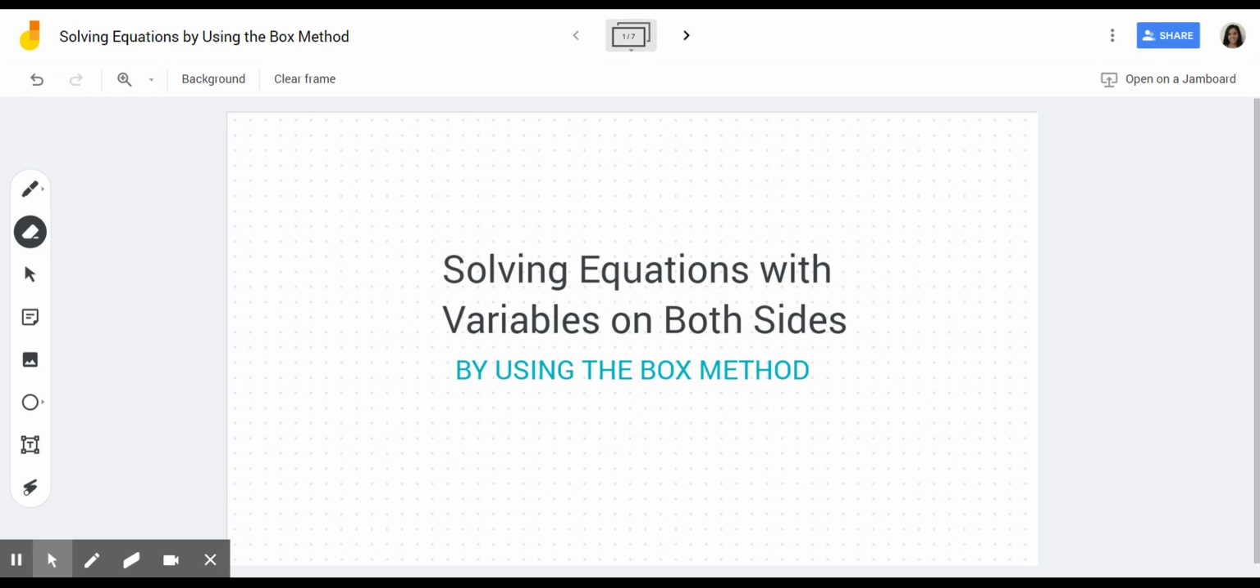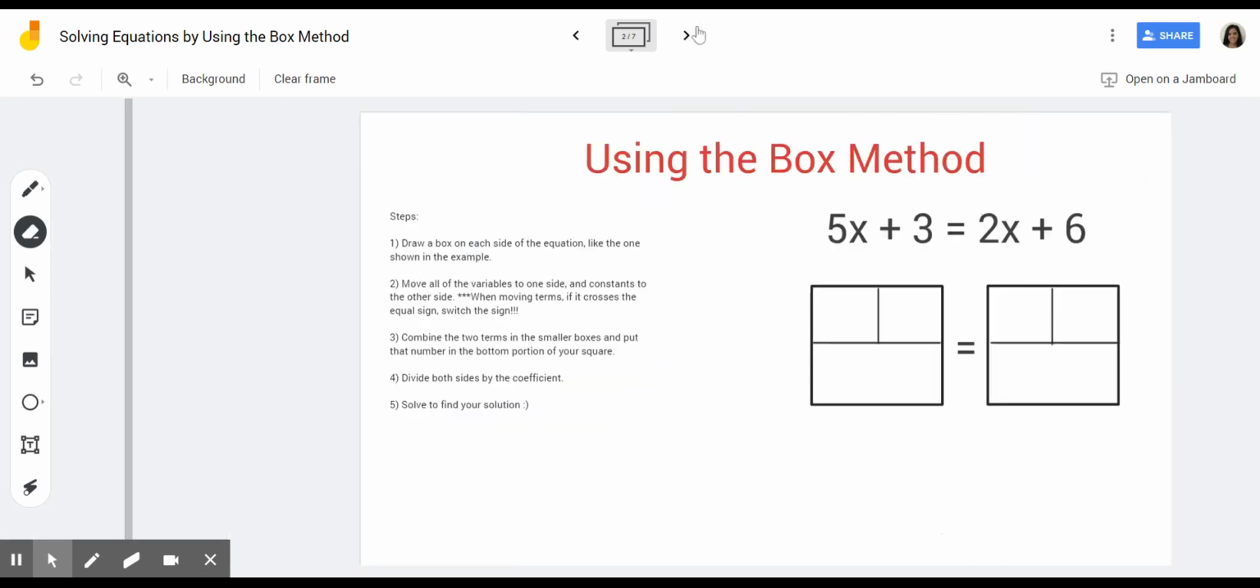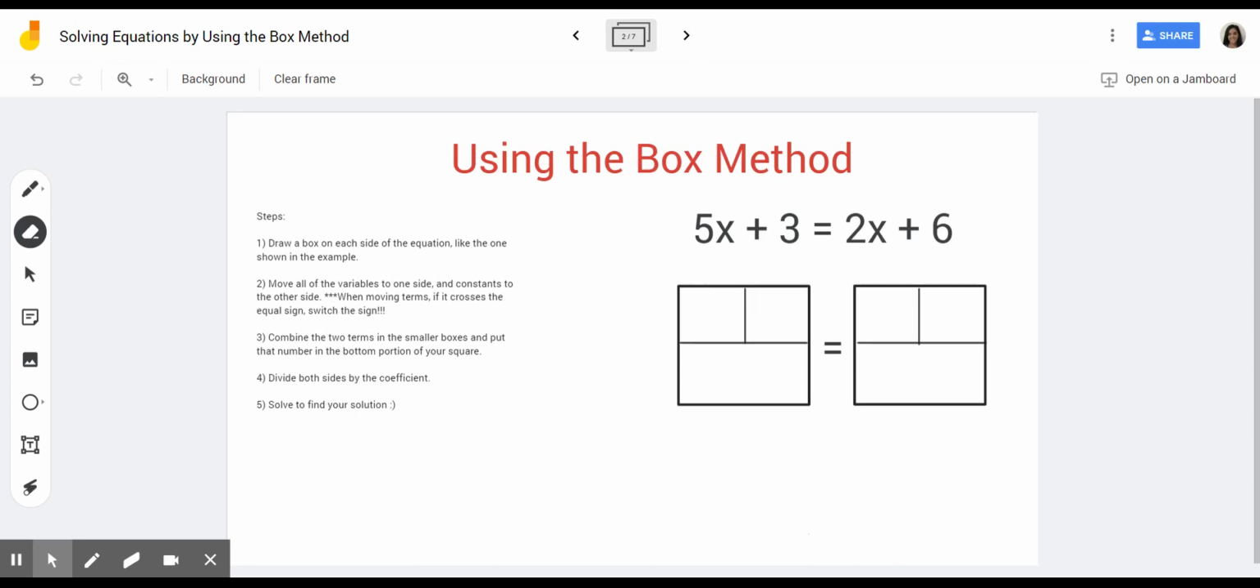Hi guys, this video is going to be on solving equations with variables on both sides by using the box method. This is a different way that you can use to help you solve equations. The steps for the box method are there on the side. Step one, you would draw a box on each side of the equation, just like we see here in this example.